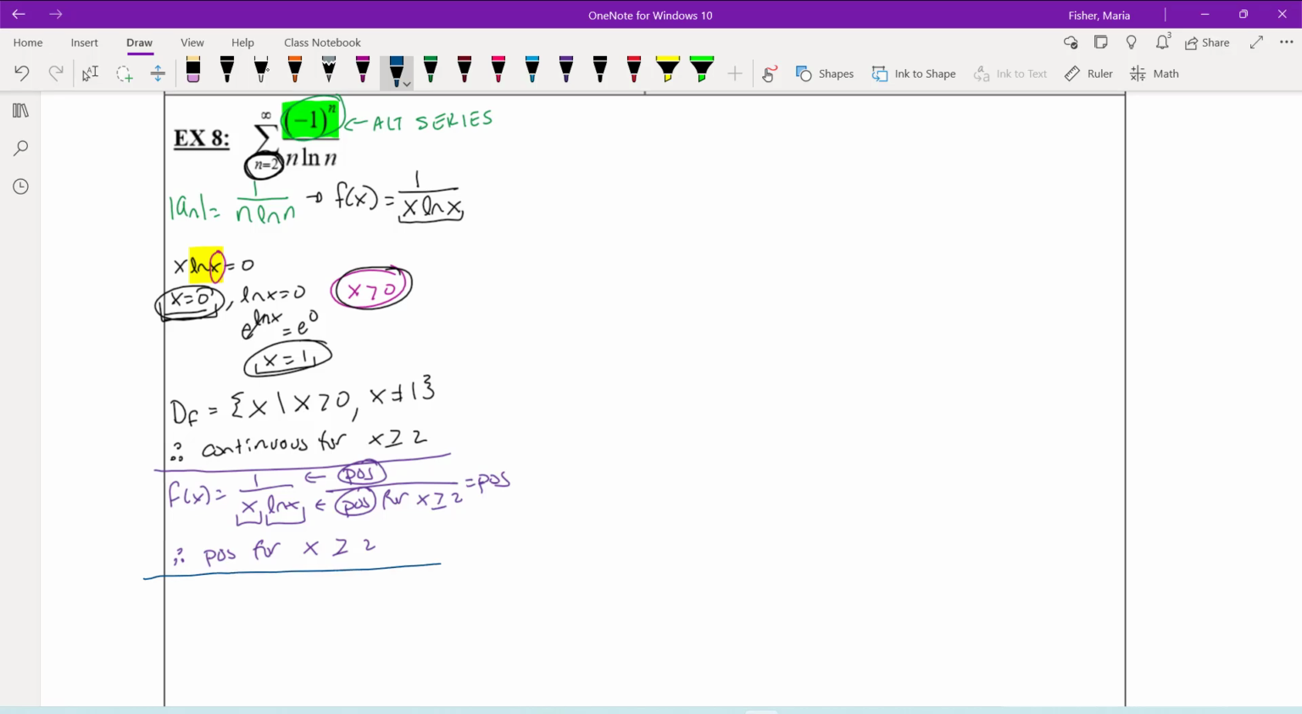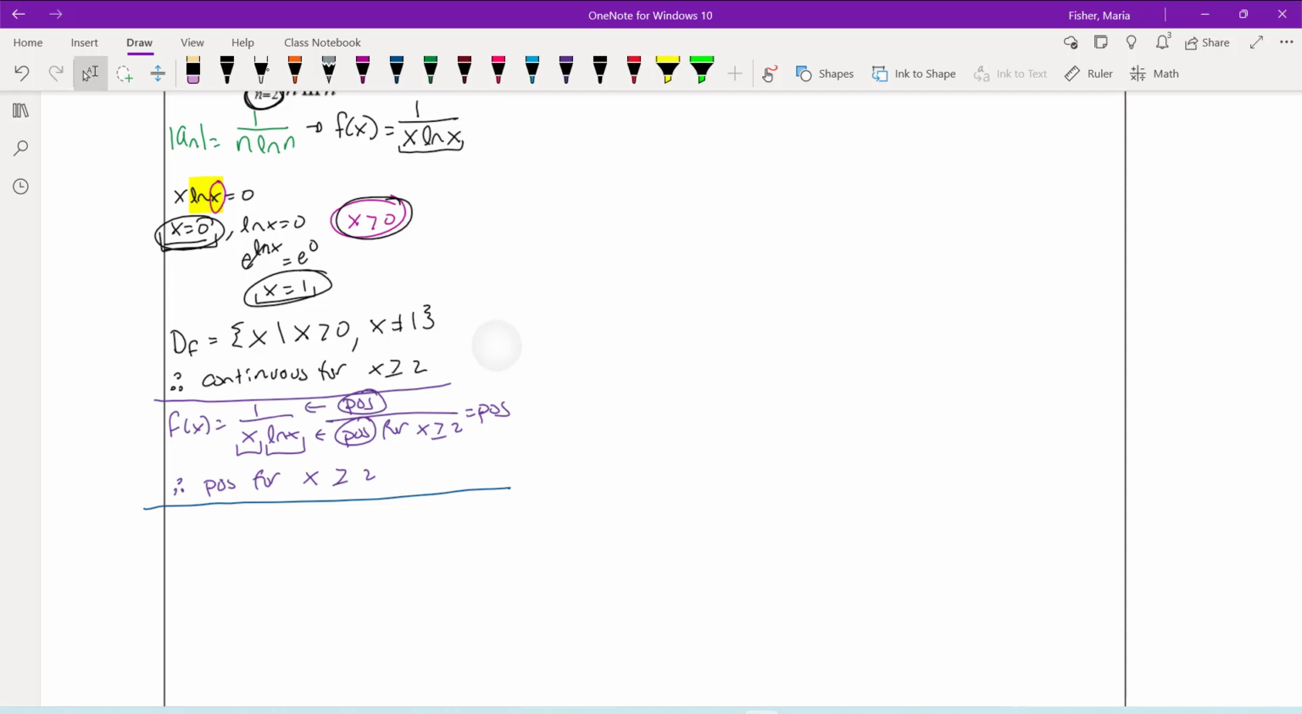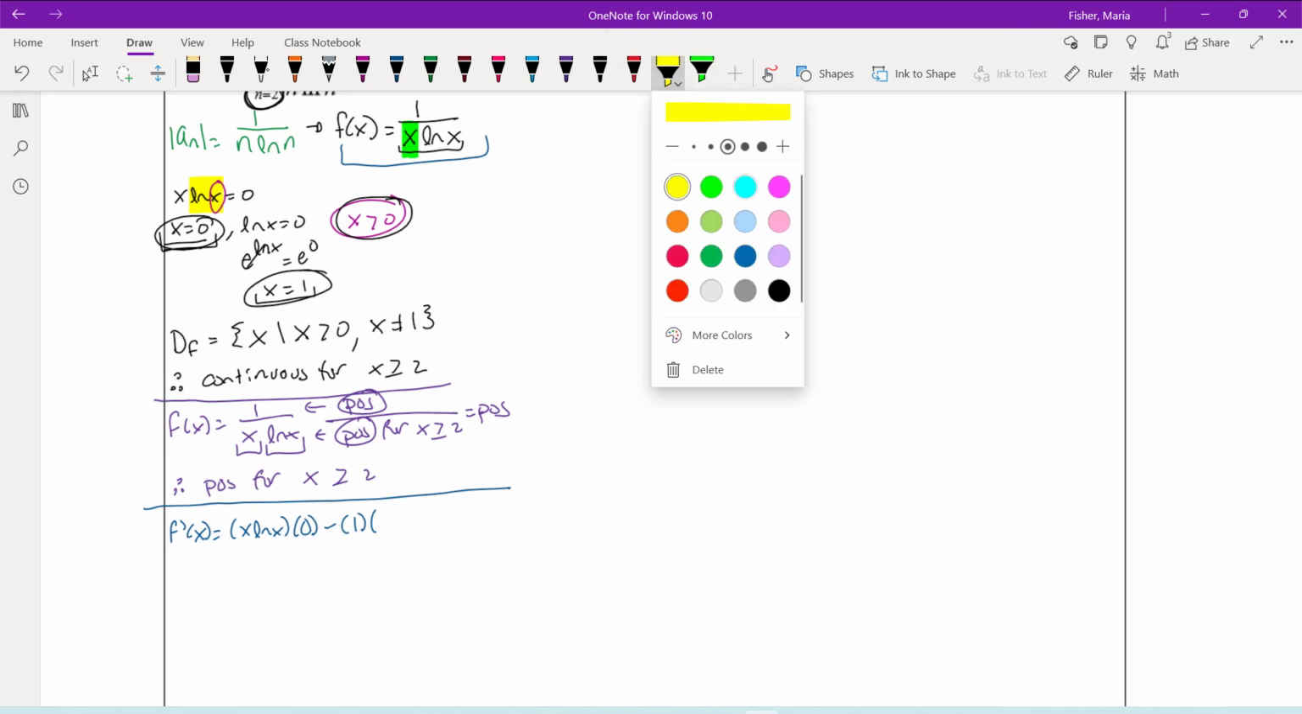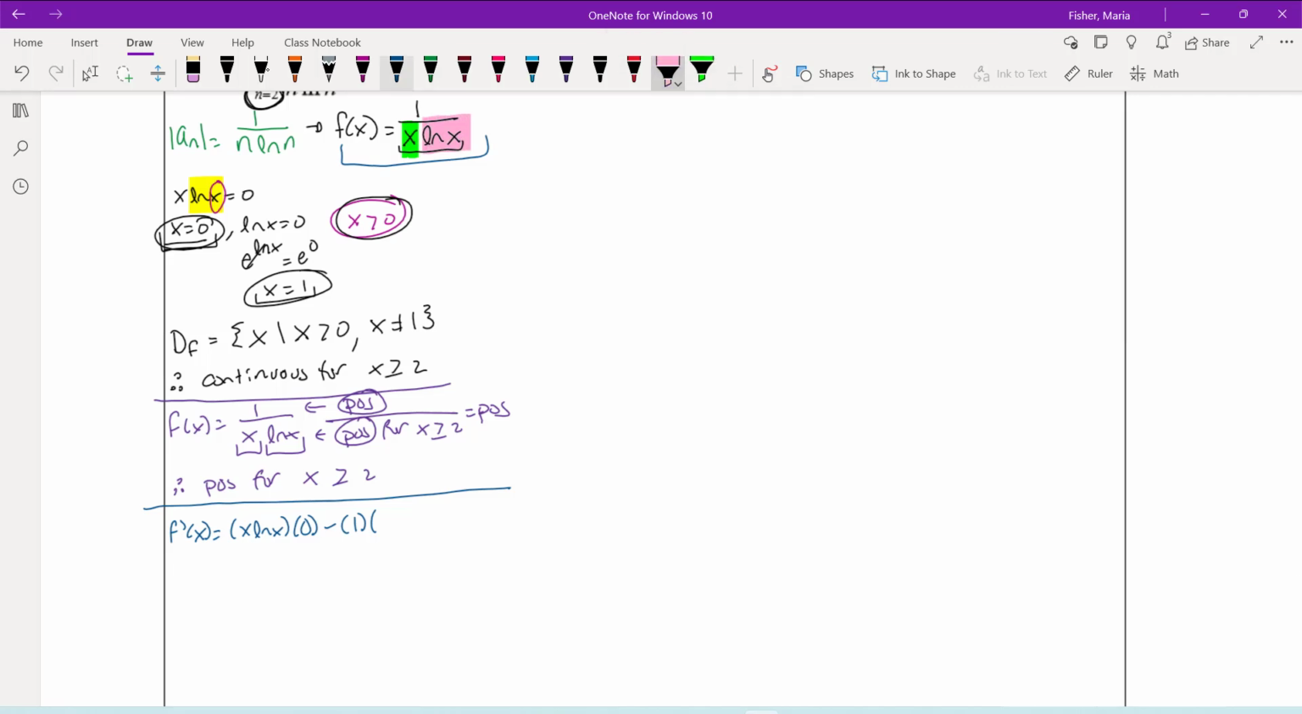Finally, we had to figure out if we were decreasing. How did we do that? We found the derivative. If this is my function, the derivative using the quotient rule would be denominator times the derivative of the numerator minus the numerator times the derivative of the denominator, but be careful because that's a product. Call that our first term, and we'll call this our second term. So we'll say it's going to be the first times the derivative of the second. Well, the derivative of the natural log of x is 1 over x, plus the second, which is just the natural log of x, times the derivative of the first.